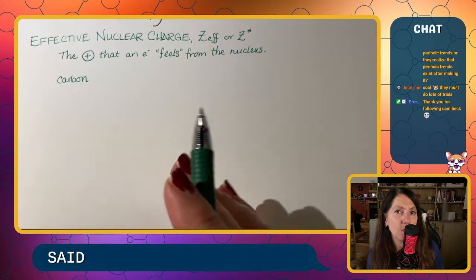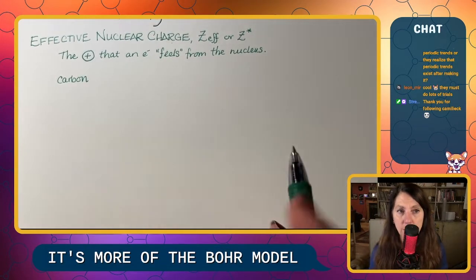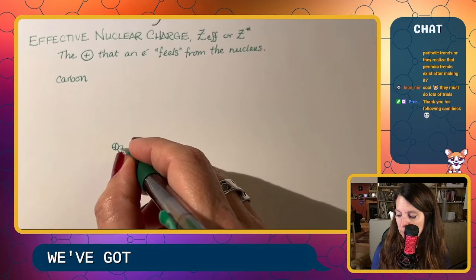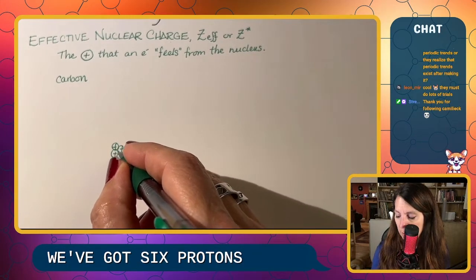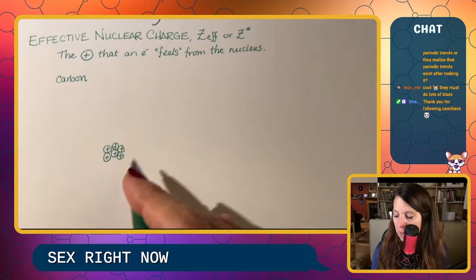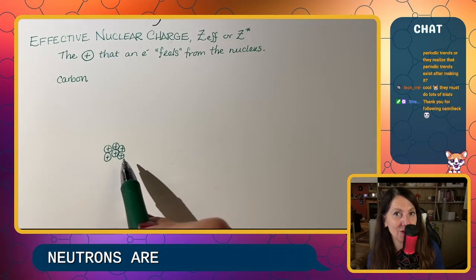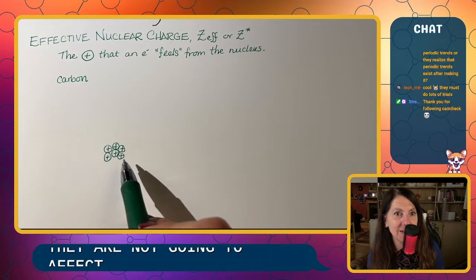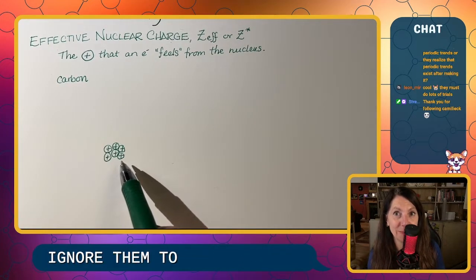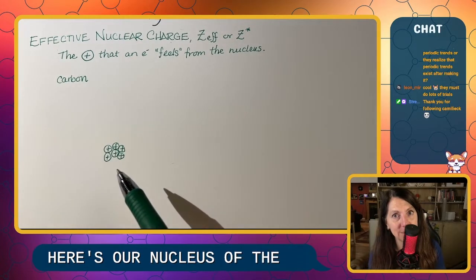As I said, I'm drawing what I would call a cartoon, or more of the Bohr model, where we are acknowledging we've got 6 protons and they are clustered together. That's 6, right? And yes, I realize there are neutrons there as well, but the neutrons are neutral, so they are not going to affect what we're talking about here. So I'm going to ignore them to just simplify things. So here's our nucleus of the carbon atom.